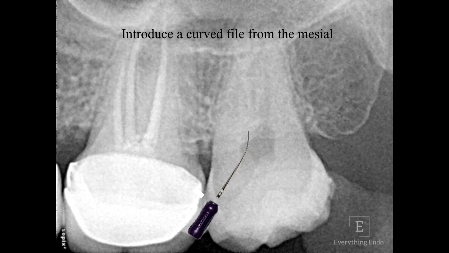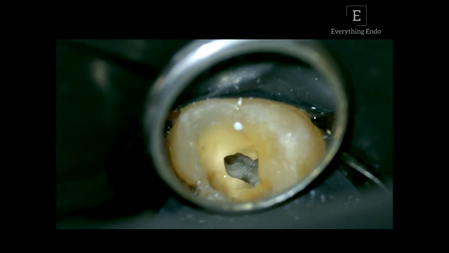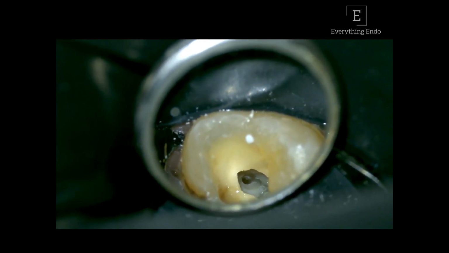And once you have engaged the orifice, it may not be possible from this position to give the kind of control force you want to open up these orifices. So what you have to do here is, once you engage the orifice from the mesial angle, you need to distalize the file, as in move the file from a mesial angle to the distal, and then start doing your watch winding motion. So here's a small video of me showing you how exactly it is done.